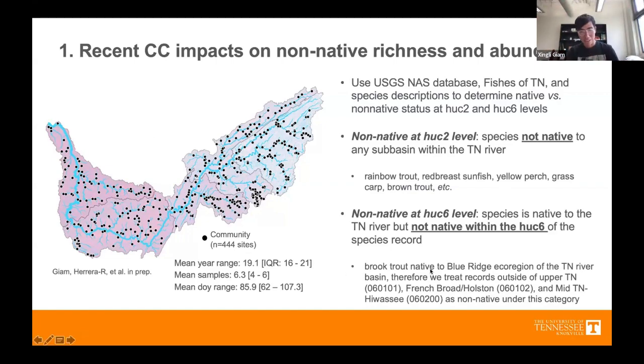So one example, as mentioned, is brook trout, which is native to the Blue Ridge ecoregion, so it's very common over here in the French Broad, Holston, in the Upper Tennessee Basin, in the Blue Ridge ecoregion. But then there are some places where brook trout has been introduced, has been stocked, and they are considered non-native in lower Tennessee and in some other basins of mid-Tennessee as well.